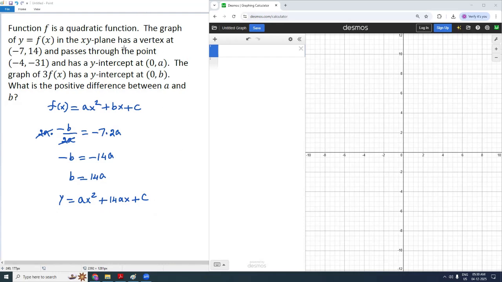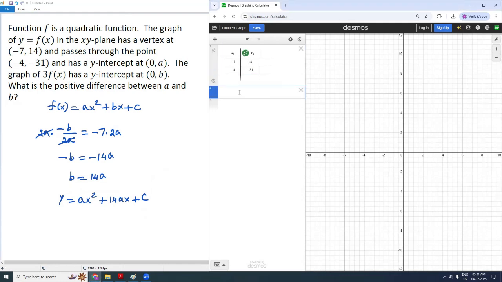Okay, let's take the 2 given points in Desmos. Go to table. Let me take the first point, that is -7, 14. The second point, -4, -31. Now I have to take this quadratic function in Desmos. My aim is not to get the graph of this quadratic function. My aim is to get the values of the unknown constants a and c. In that case, I have to take this y as y1, and instead of the equals sign I have to use the tilde sign, and for x I have to use x1 in Desmos.